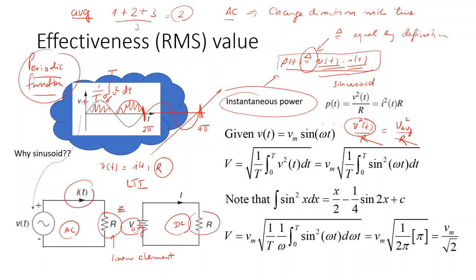Once we have this, you see that it's not correct to find the average like this, because this is the average of the square value. But we want to find the average of the V, so you take the square root of this. That's why in this case you get the V average, the average value.